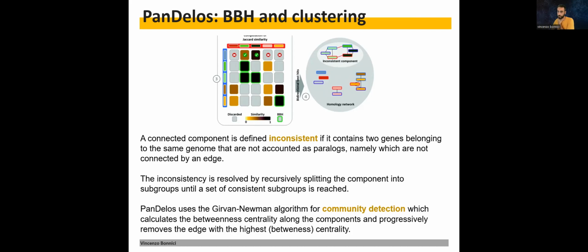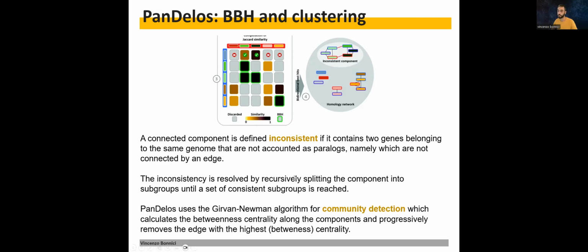So in case of inconsistent components, the effect is that we have some additional edges that we want to remove, because an inconsistent component usually is aggregating two gene families. So we need a way to break these connected components into two different connected components, each of which represents a given gene family.